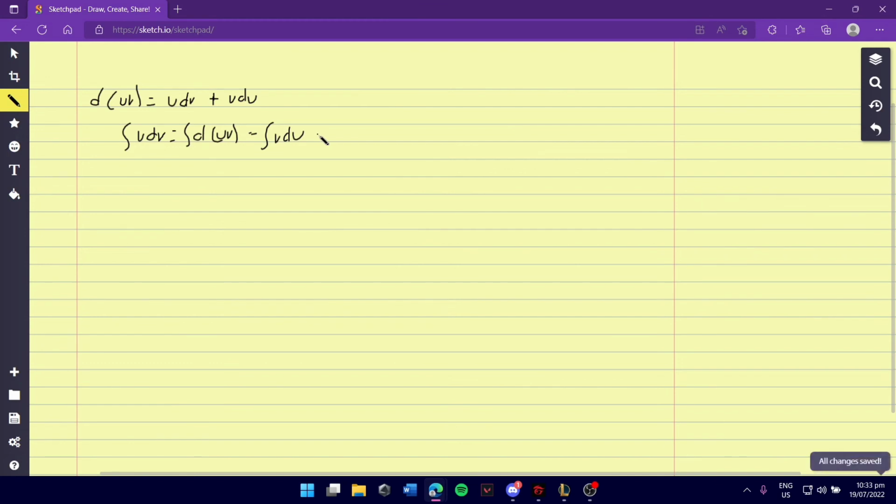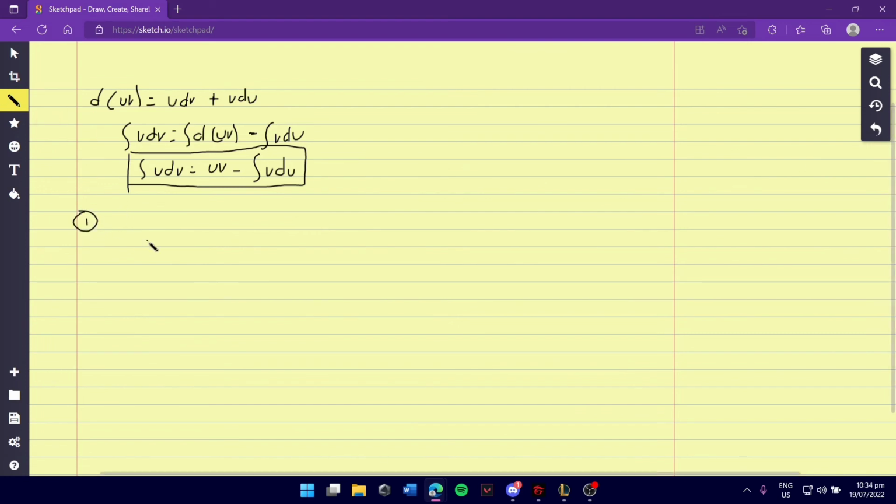Like that. So simplify, we have the integral of u dv equals uv, since the integral and d cancel out, minus the integral of v du. So this is our general formula for this topic. So we will head to our first example.